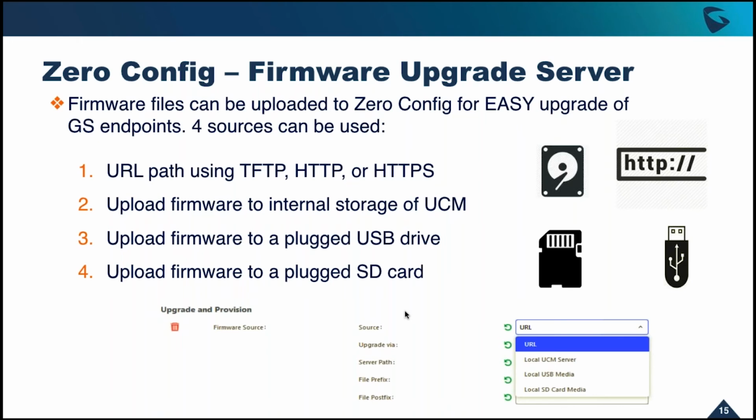We have 4 methods for the firmware upgrade. Under upgrade and provisioning, when you access the zero config, you can check the URL. You can give it firmware.grandstream.com or any provisioning server that you have. You can use the local UCM server, you can upload the binary file, or you can use the local UCM media or the local SD card media. These are the 4 ways to upgrade or use the UCM to push the firmware to the IP phone.